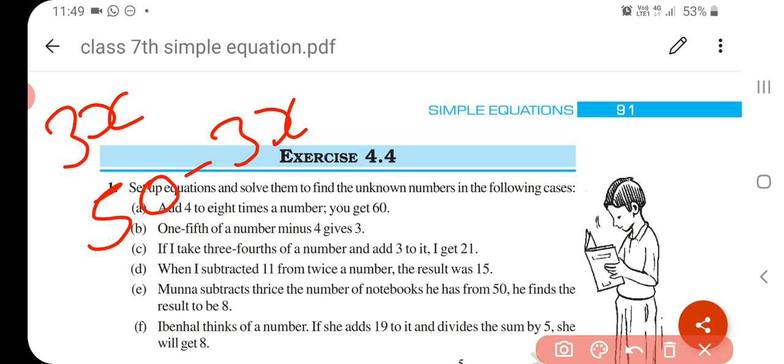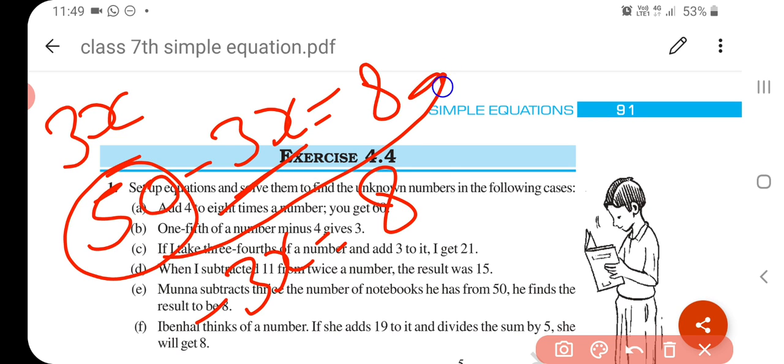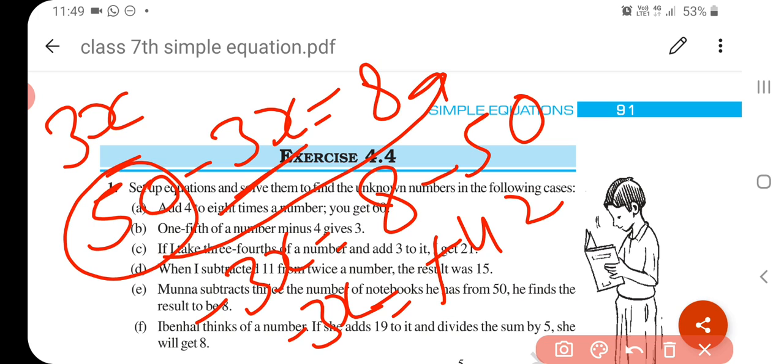Okay, what we get? 8. Now here 50 is our constant term, and here 3x is with a negative sign. Okay, let's do 50 minus 3x is equal to 8. 50 will go to the other side, positive to negative, so it becomes minus 42 minus 3x, minus minus both sides will be cancelled. Okay, understand? So here 3x is equal to 42.